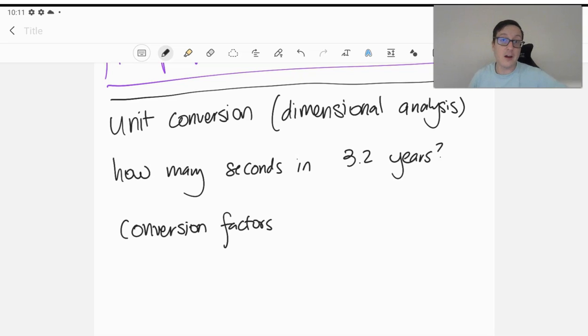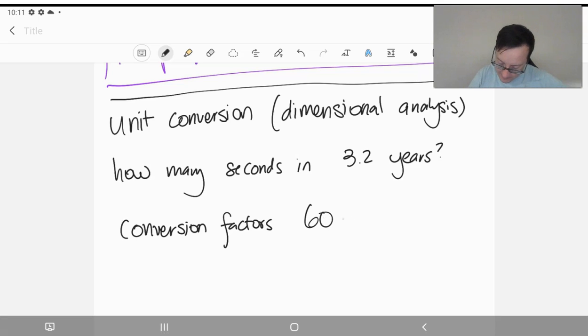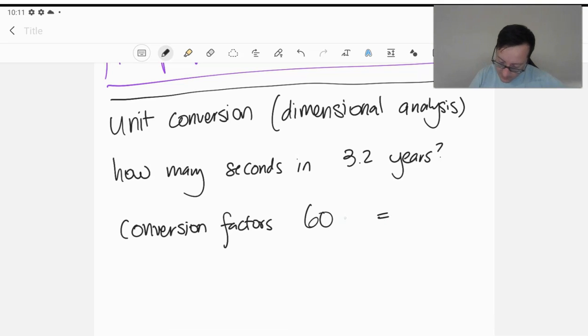For example, we may not know offhand how many seconds are in 1 year. If we did, this would be a very quick step. But maybe we don't. Maybe we know that 60 seconds is 1 minute. That's a conversion factor. We know that. And unit conversion, or dimensional analysis, is merely the combination of multiple conversion factors to get us from whatever units we have, in this case years, to the units that we want, in this case seconds. So we want to think, okay, what conversion factors do we know?